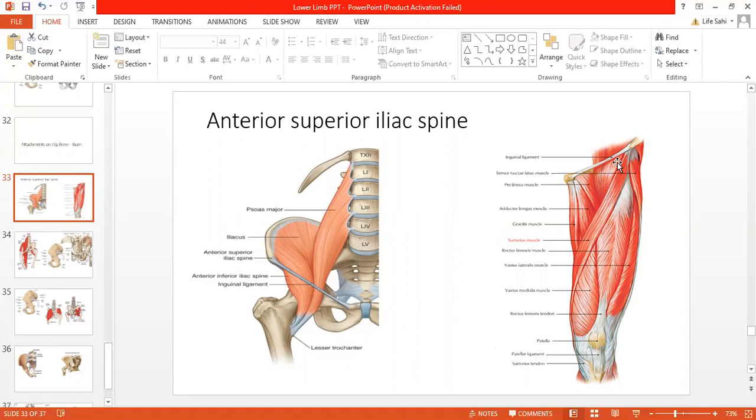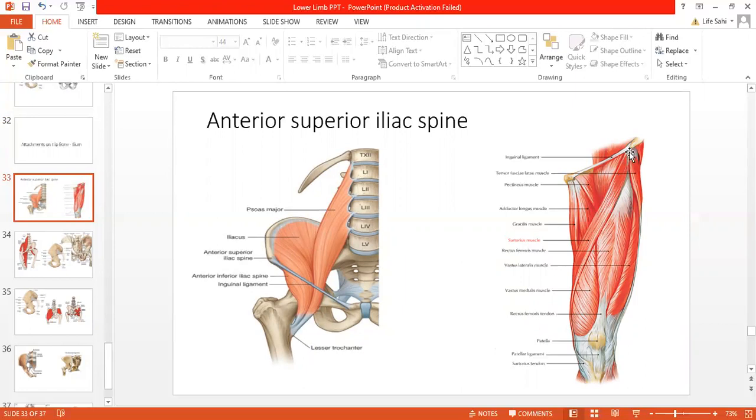Next attachment that anterior superior iliac spine provides is the sartorius muscle. Sartorius muscle is one of the muscles of the anterior compartment of thigh, as well as it is the superficial most muscle of the anterior compartment of thigh. As you can see in this diagram, you can appreciate the shape of this muscle and the line of pull of this muscle. It is obliquely placed on the anterior surface of the thigh and it is strap-like. Its proximal attachment is on the anterior superior iliac spine.